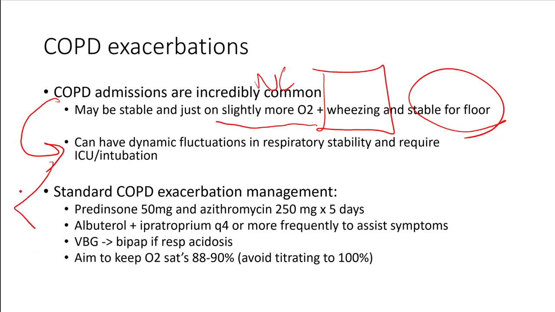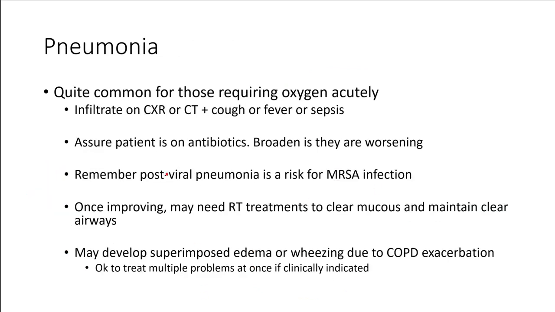And standard management for these patients is going to be duo-nebs, Q4, and more frequently if they still need more to help open their airways and feel comfortable. Prednisone and azithromycin for 5 days is pretty standard. I think it's always appropriate to get a first VBG if it wasn't done in the ER, just to make sure that they're not retaining CO2 and developing acidosis. And if they're not and they're comfortable, then you're looking good. And again, try to avoid titrating oxygen up to 100% because excess oxygen is not necessarily good.